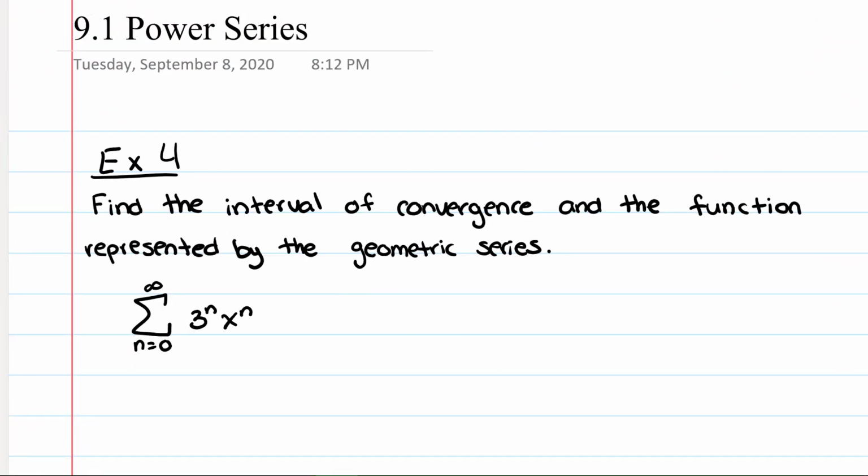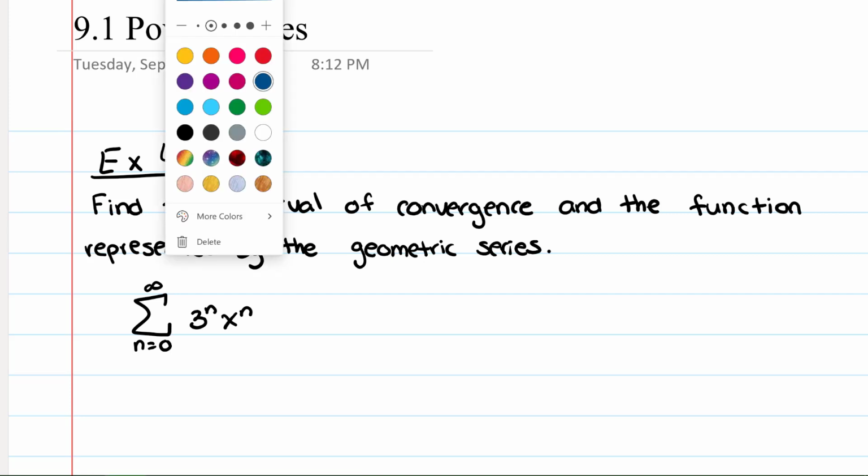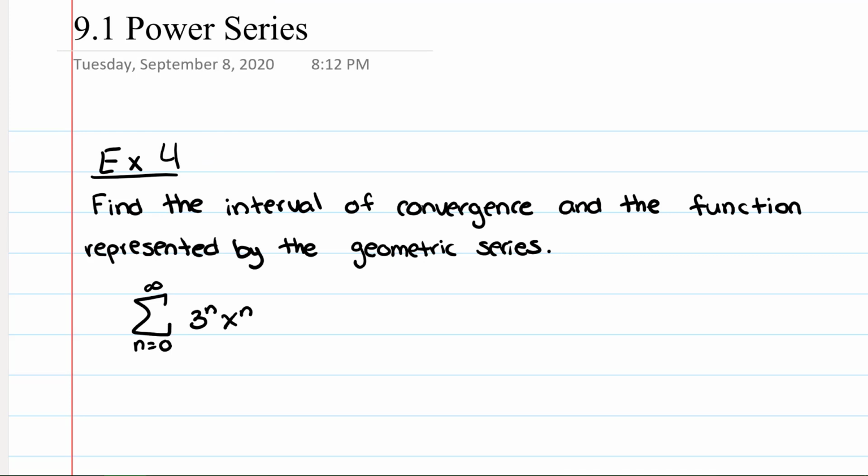Example 4. In this example, we're going to find the interval of convergence and then the function represented by the geometric series. So we're actually going to do this in reverse order. And the first thing we're going to do is find the function that represents it. So to do that, I've got to just start writing out some of the terms.